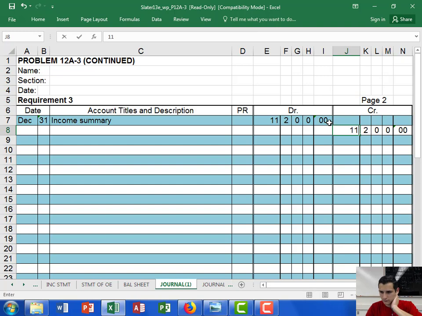Now, for every debit, there's a credit that must balance or equal the same thing. So you'll have a credit of $11,200, and you're crediting this out of merchandise inventory.